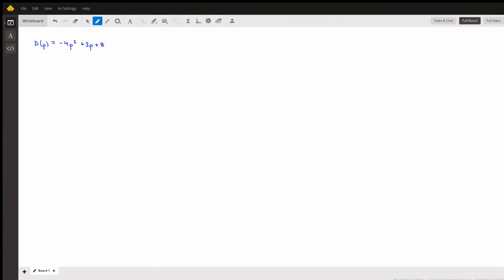Hello. So in this question, it was asking us to find the marginal demand to estimate the change in demand when price increases by exactly $1. And what they're giving us here is the price demand equation. So they gave us negative 4p squared plus 3p plus 8.